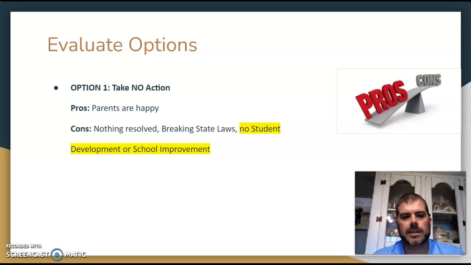Now we're going to evaluate these options. Option number one was to take no action. I think the pros in this are the parents are happy, their students are not getting in trouble, there's nothing. They all seem to have been okay with the reasons why their students were missing, so I think that they would be happy in this situation. The cons: nothing is resolved, we're still continuing to break state laws, and there is no student development or school improvement.